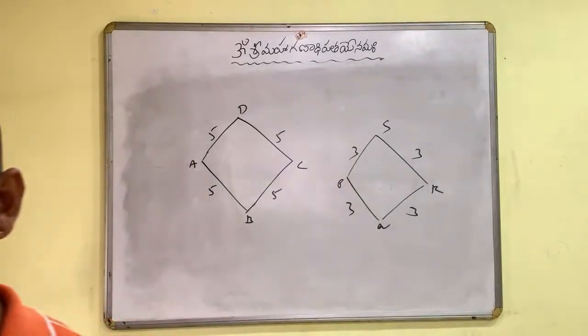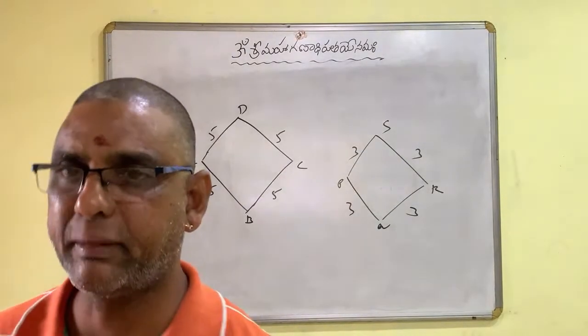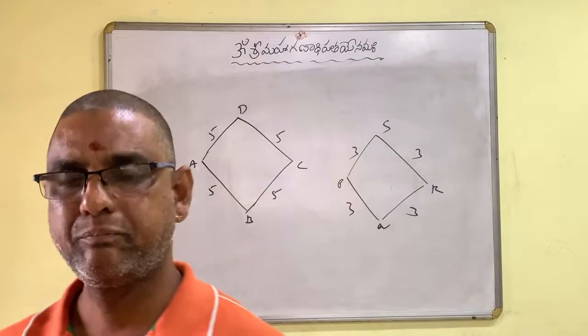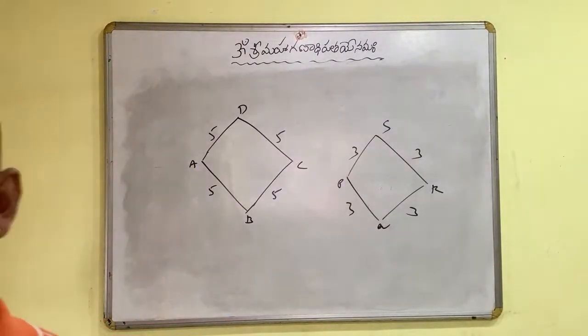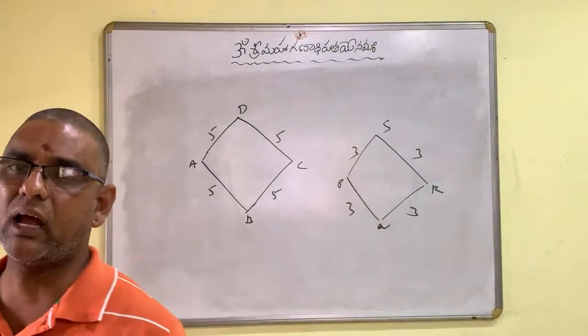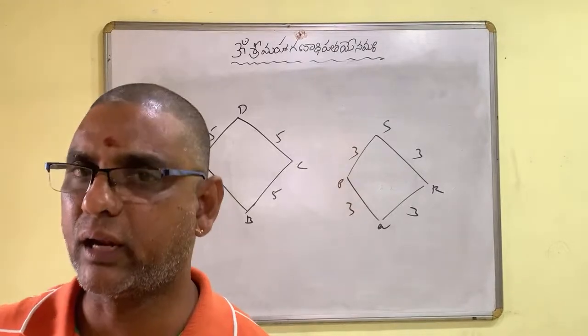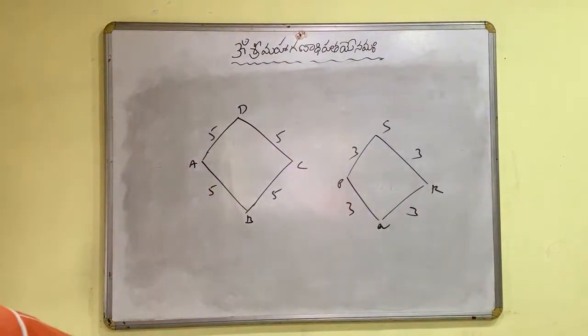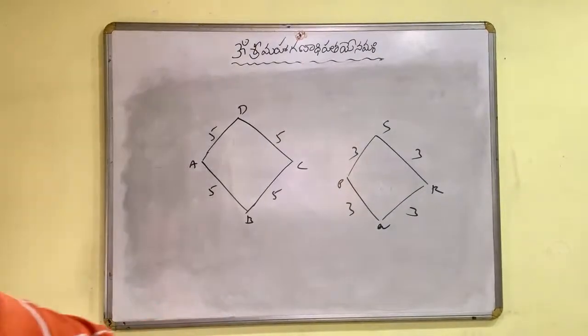Very good, Lohitaksh. It depends upon the angles. Good. So you cannot say that two rhombuses are always similar, or you cannot say that they are not similar. May or may not. Okay na?